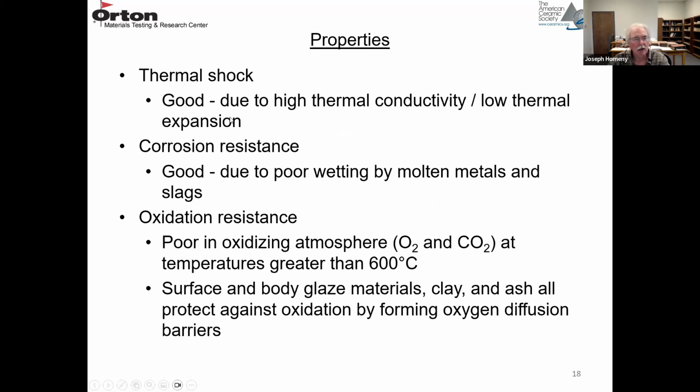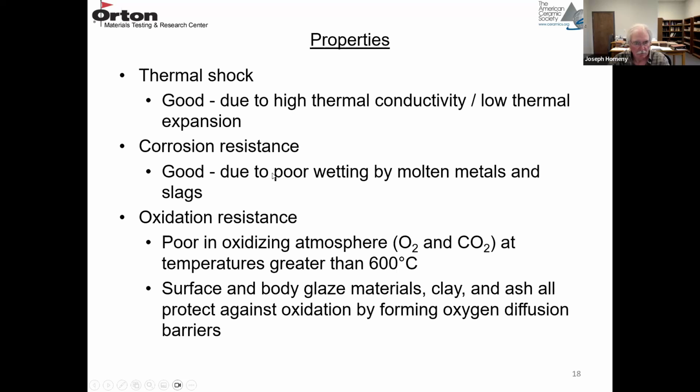I mentioned thermal shock. Anytime you have a material with high thermal conductivity, low thermal expansion, it's hard to build up stresses when you have a temperature gradient. So because of the high conductivity and low expansion, you're going to have very good thermal shock resistance.